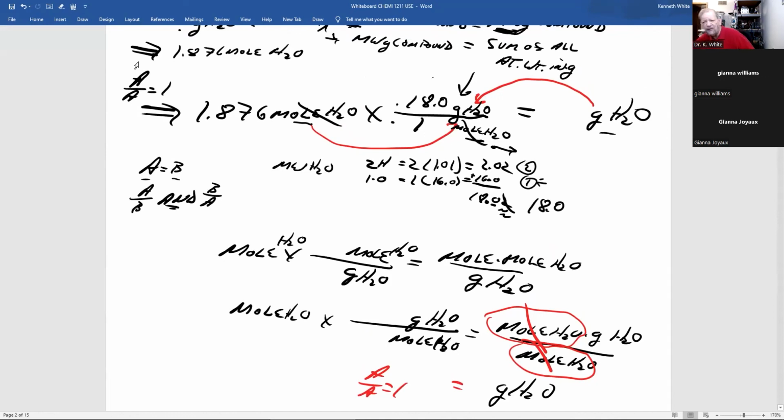Next, now that I do that, I can get my calculator, turn it on, clear it, 1.876 times 18.0. My calculator gives me this number.